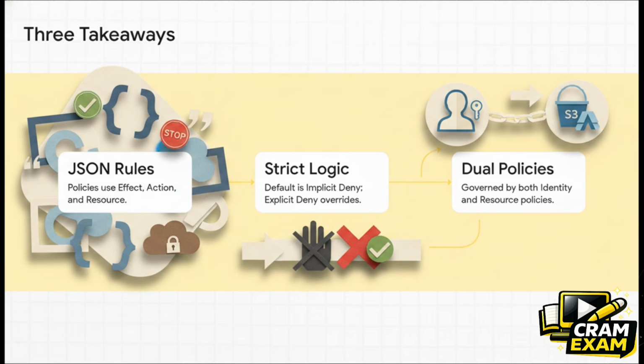Okay, let's lock this down. 3 rapid takeaways. 1. Policies are JSON permission rules built on 3 core components: effect, action, and resource. 2. AWS evaluates requests using a strict logic where the default is an implicit deny, and an explicit deny will permanently override any explicit allow. 3. Applications are governed by both identity-based policies attached to the compute role and resource-based policies attached directly to target services like S3 or Lambda.